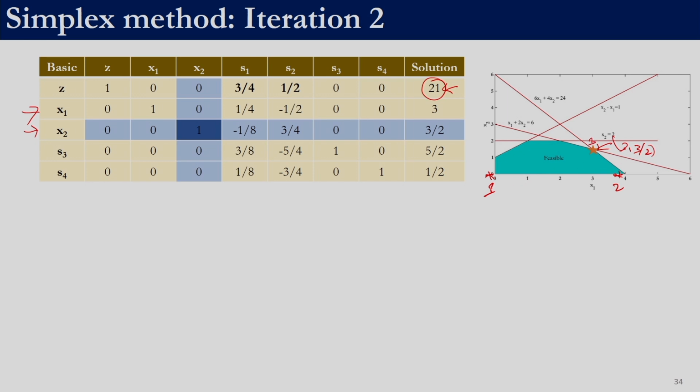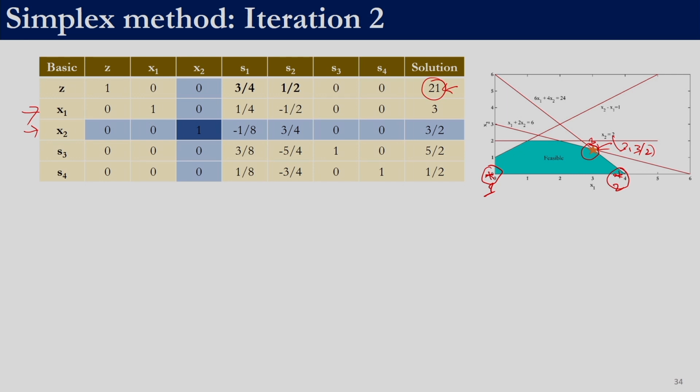So, in this case we are moving from point 1 to point 2 to point 3, right. If you see, we have only visited the vertices. Our initial simplex table corresponds to 0 comma 0, the second solution corresponds to 4 comma 0, and the third solution, at the end of the second iteration, corresponds to 3 comma 3 by 2, right.